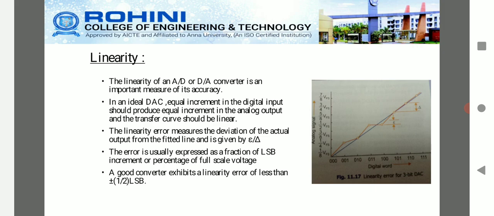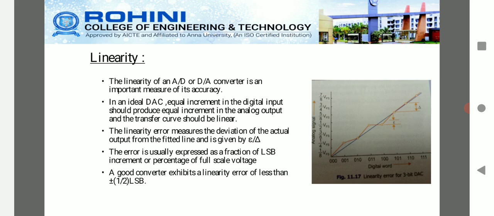There are two types of digital to analog converters. One is the weighted resistor, and another one is the R-2R resistor ladder DAC. The linearity of the digital to analog converter is an important measure of its accuracy. To measure its accuracy, we need to find out the linearity of this converter. In an ideal digital to analog converter, each increment in the digital input will produce an increment in the analog output, and the transfer curve should be very clear.